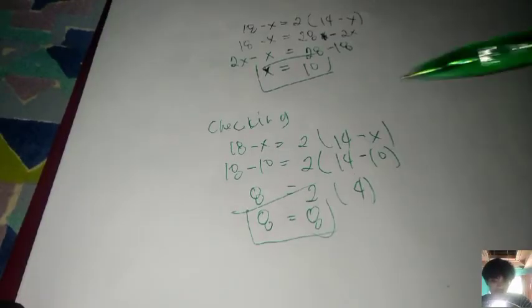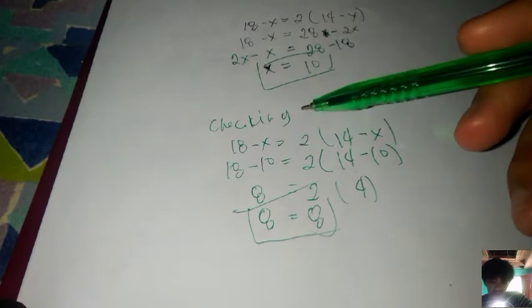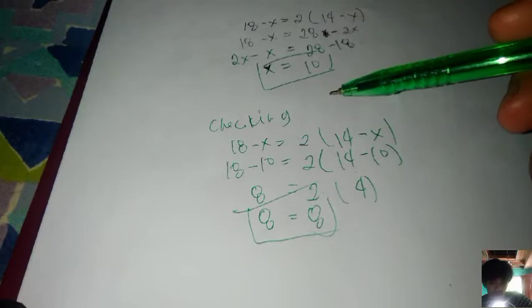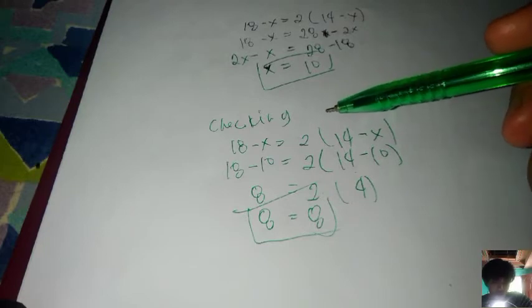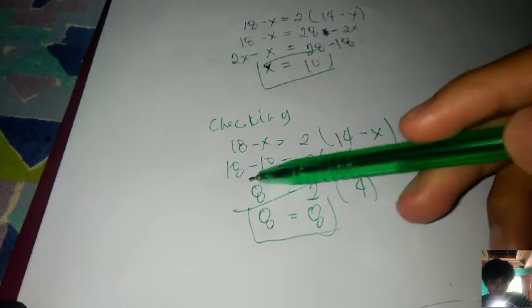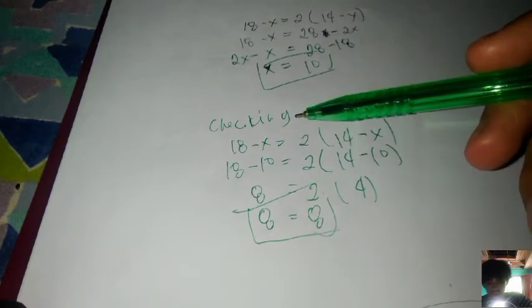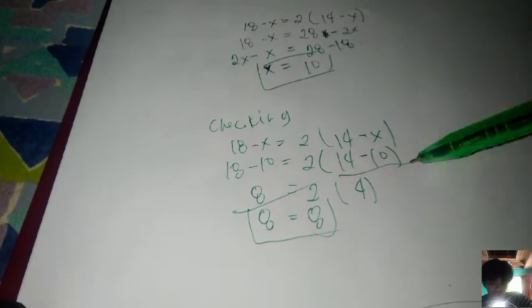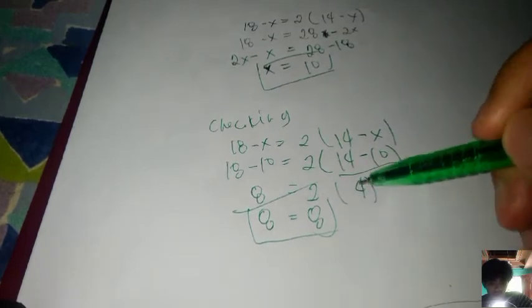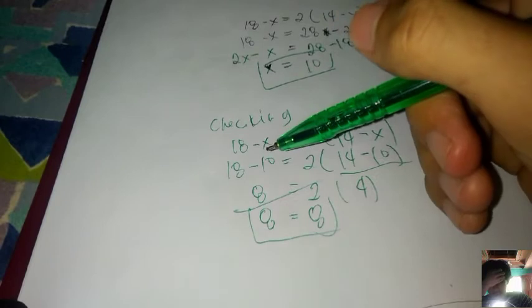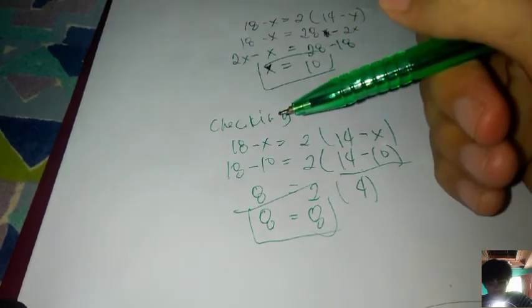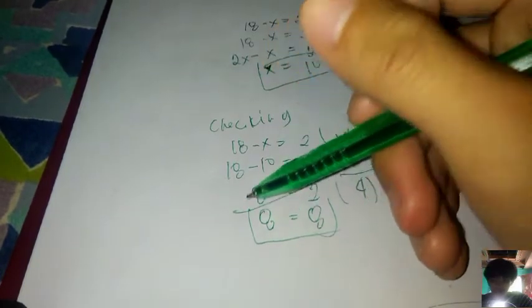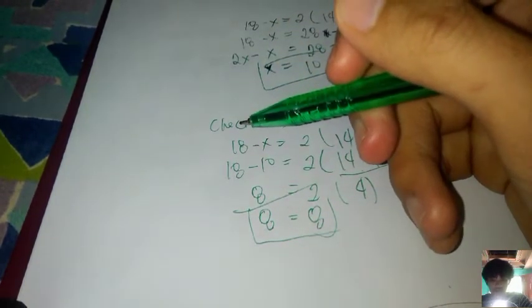The checking, so we have here 18 minus x equals 2 quantity of 14 minus x. Let's change x into 10, so we have 18 minus 10 equals 2 quantity of 14 minus 10. So let's subtract 14 minus 10, so we have 4, and 18 minus 10, so we have 8. Let's multiply 2 times 4, so we have 8. So the answer is 8 equals 8.